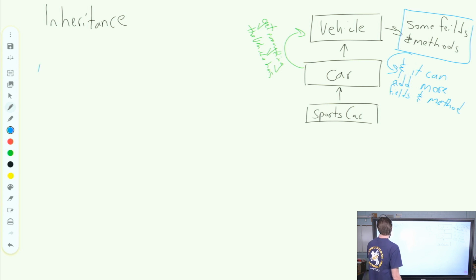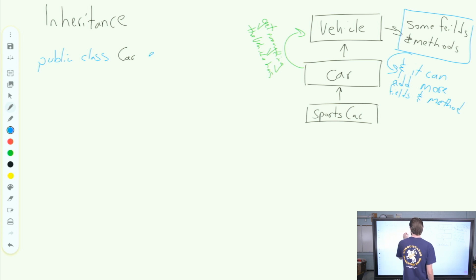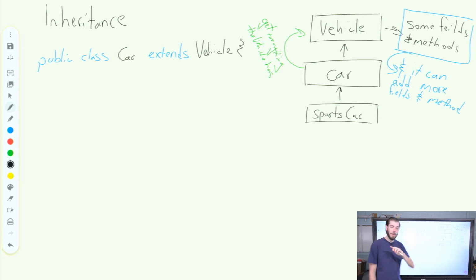We can simply say public class car, with a capital C, and our new keyword extends. And then we write the name of the class that it's going to extend, vehicle. And then we open our curly brace and proceed as usual. And now we don't have to write anything else. Car automatically gets all of the fields and methods that vehicle has.